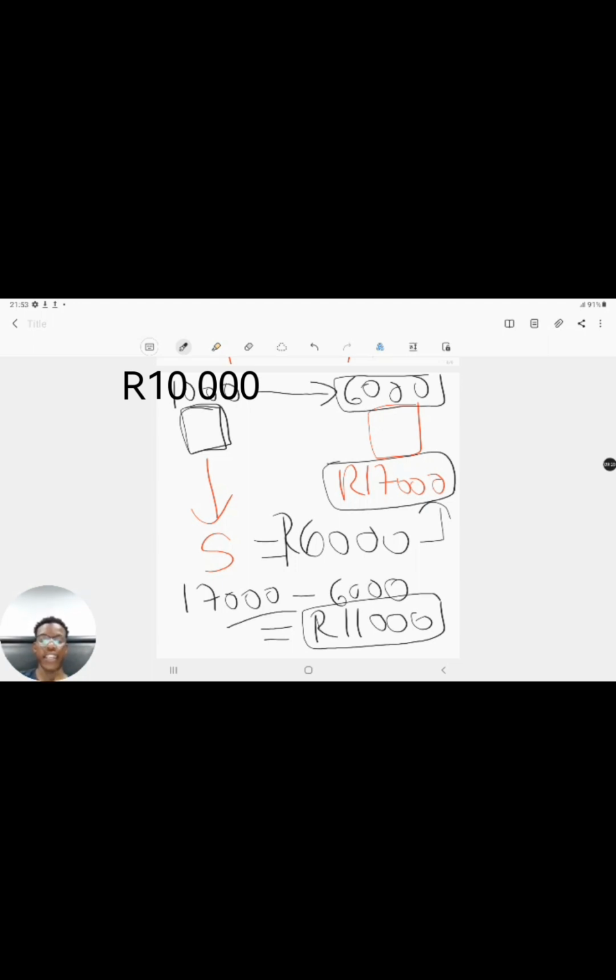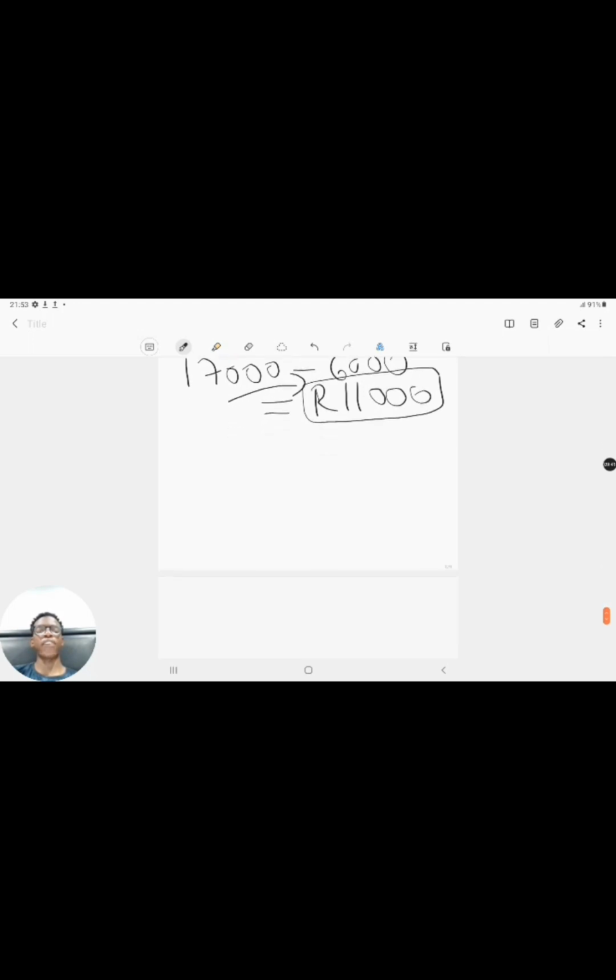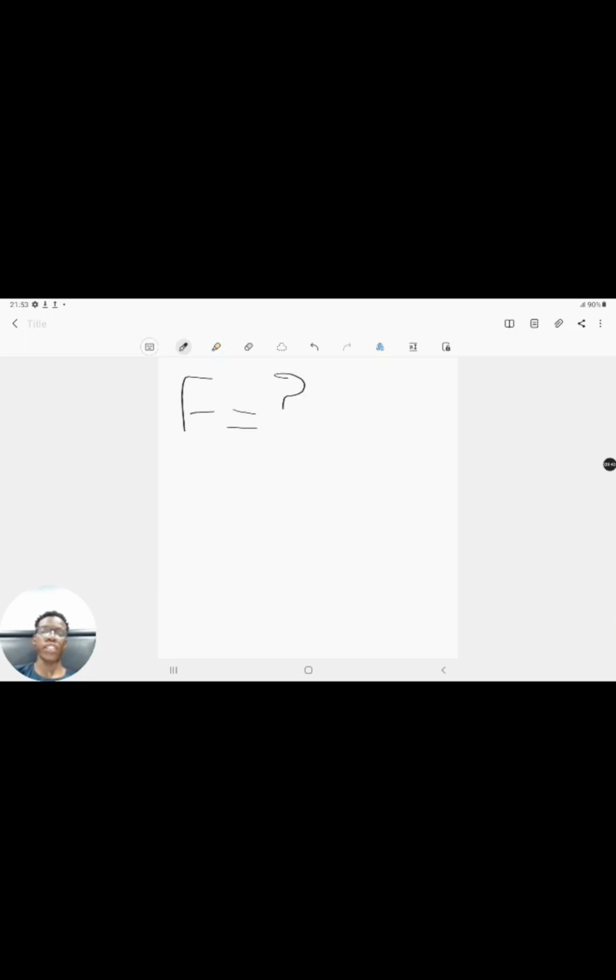Now, this is what we call the sinking fund. This is what we call the future value that you want. The 11,000 here is the amount that you want. Okay, and to get to that 11,000, you just simply use the future value formula. So what is the future value that you want? The future value that you need to save up for is 11,000.